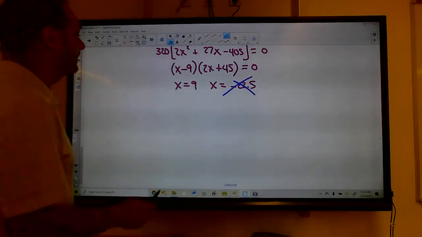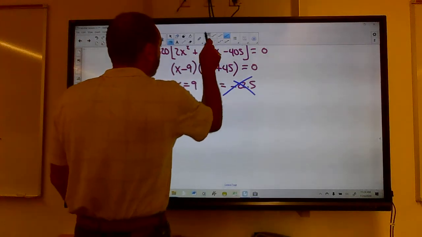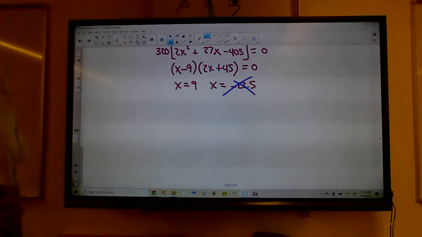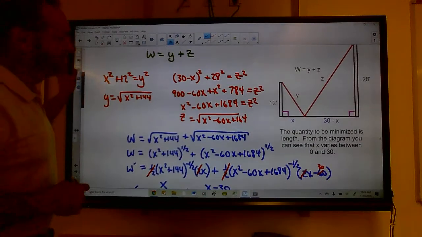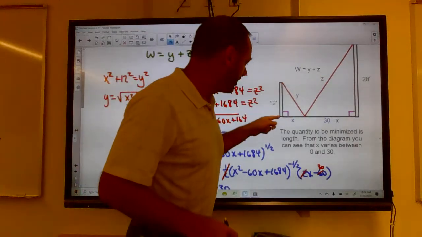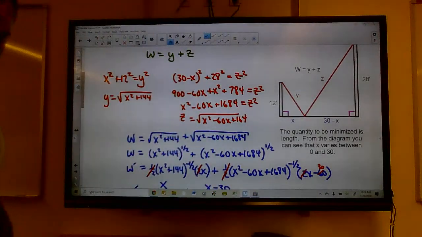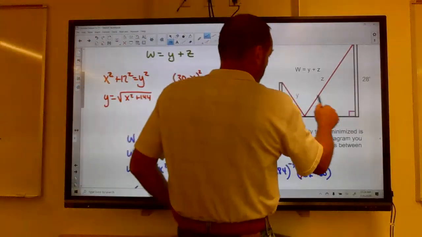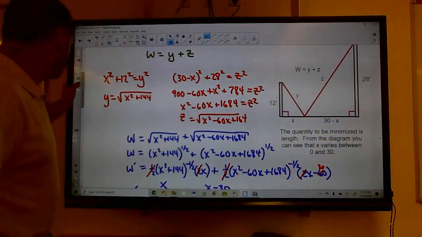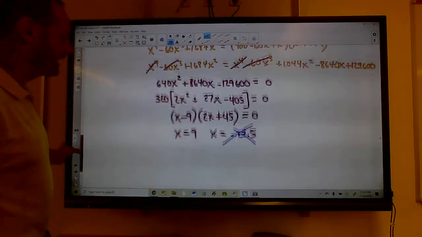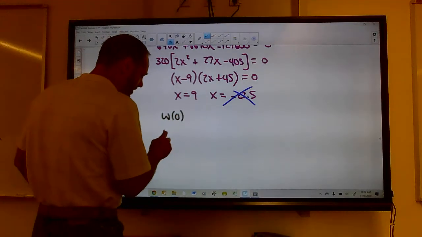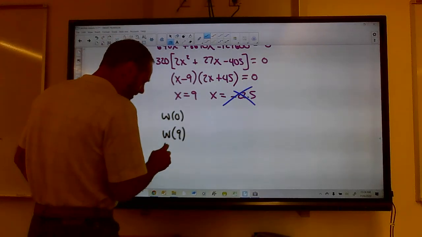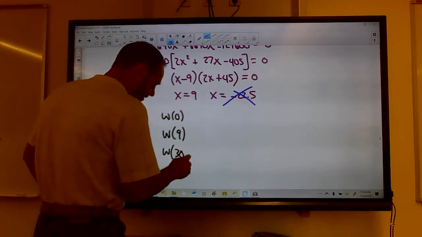So now I'm going to find the endpoints. So the endpoints would be 0. Obviously, I could make x a minimum of 0, and I could make the stake go all the way over to here. Or I could make it 30 and have this stake go all the way over to here. So those are my endpoints, plus I've got 9, so I'm going to find W of 0, I'm going to find W of 9, and I'm going to find W of 30.